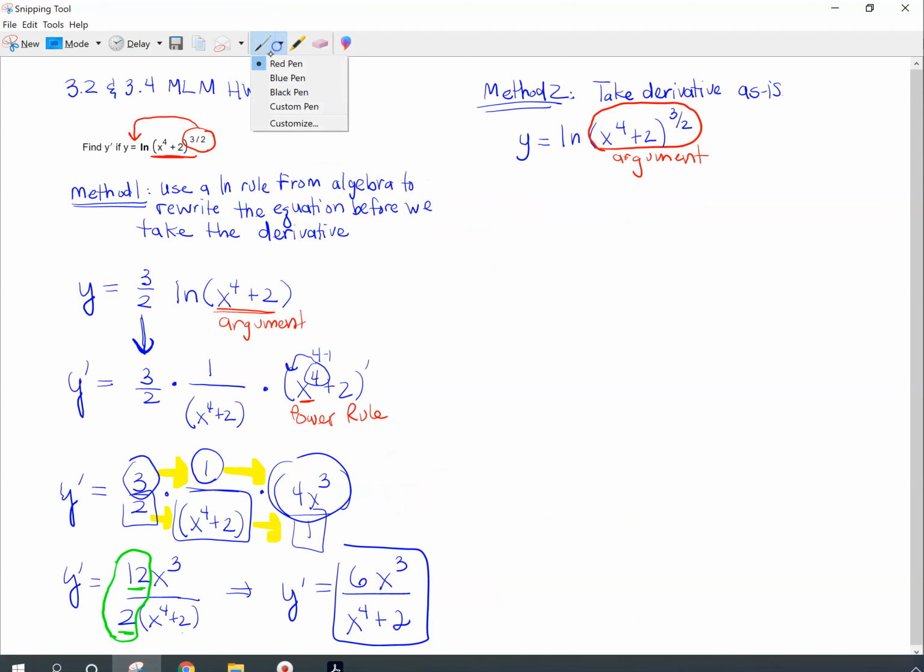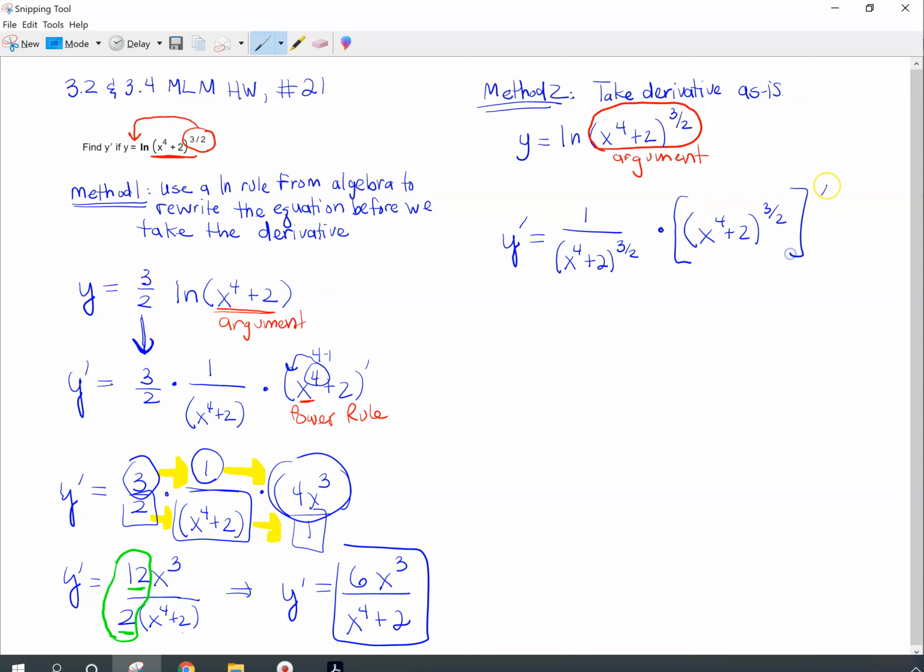So I'm going to go straight into taking the derivative. So the derivative would be 1 over that argument times the derivative of that argument. So here's my argument, and we are going to take the derivative of that. Okay, so let's go ahead and take the derivative of that argument. So let me rewrite this. I have 1 over my argument. Okay, now we're going to take the derivative of this argument.